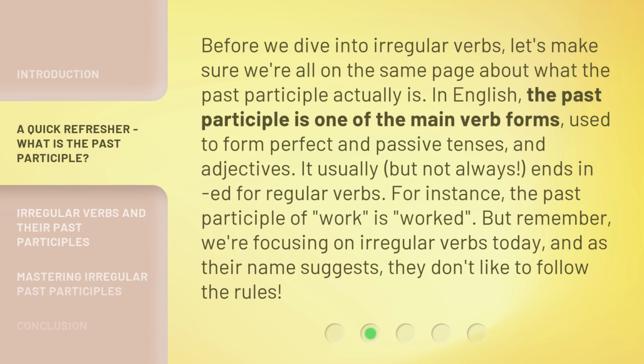Before we dive into irregular verbs, let's make sure we're all on the same page about what the past participle actually is. In English, the past participle is one of the main verb forms, used to form perfect and passive tenses, and adjectives. It usually, but not always, ends in ed for regular verbs. For instance, the past participle of work is worked. But remember, we're focusing on irregular verbs today, and as their name suggests, they don't like to follow the rules.